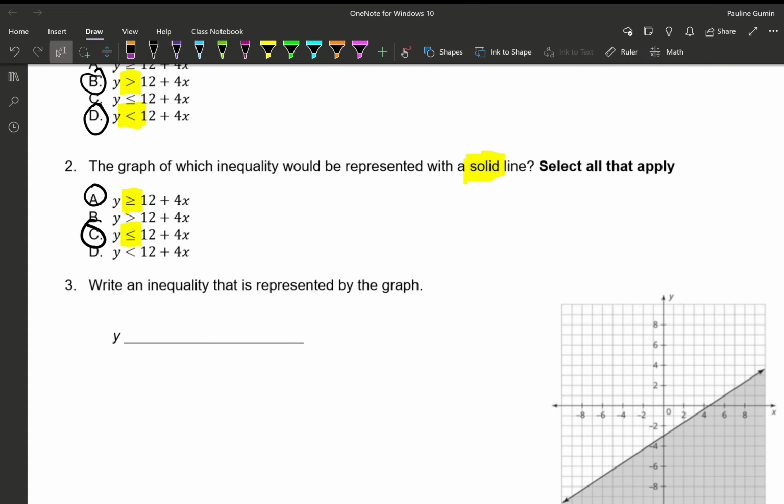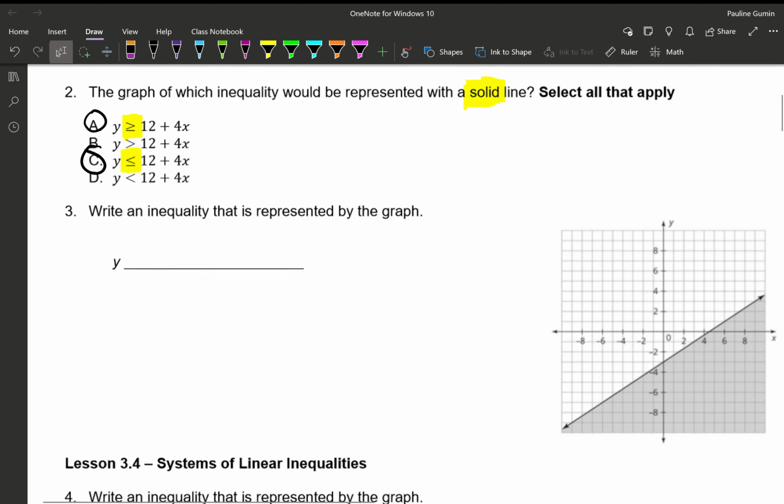Number 3, let's write an inequality that is represented by the graph. Okay, so first I'm going to decide which way my symbol goes and what kind of symbol it is. For number 2, we said that an inequality that's represented with a solid line, which is what we have here, number 3, is either greater than or less than. So I definitely know my symbol has an or equal to.